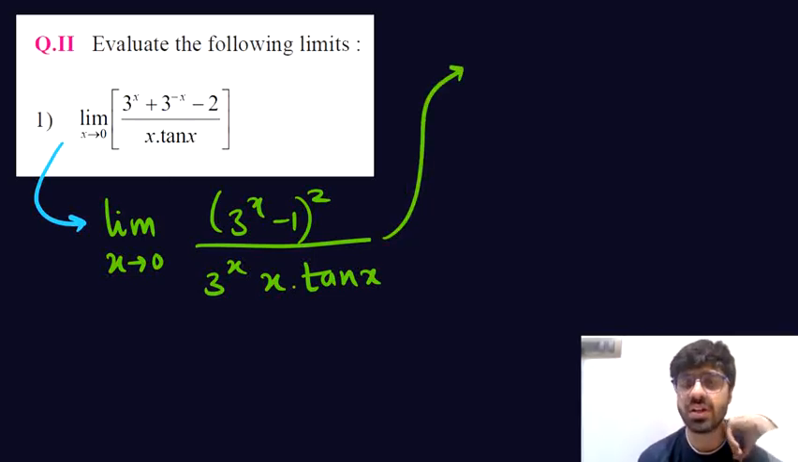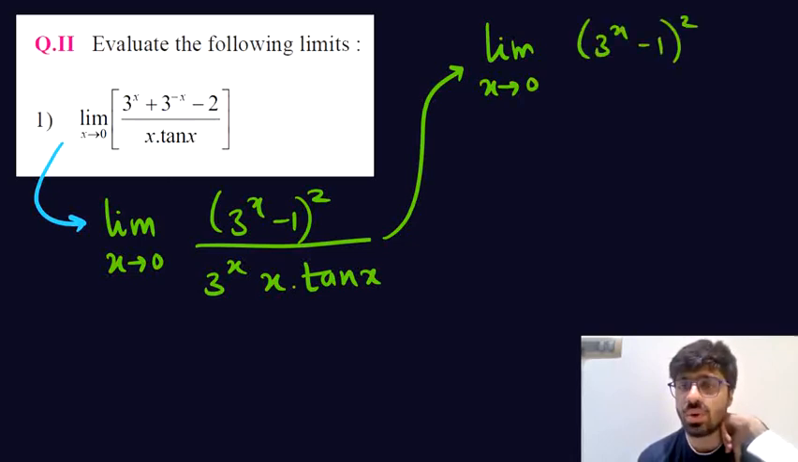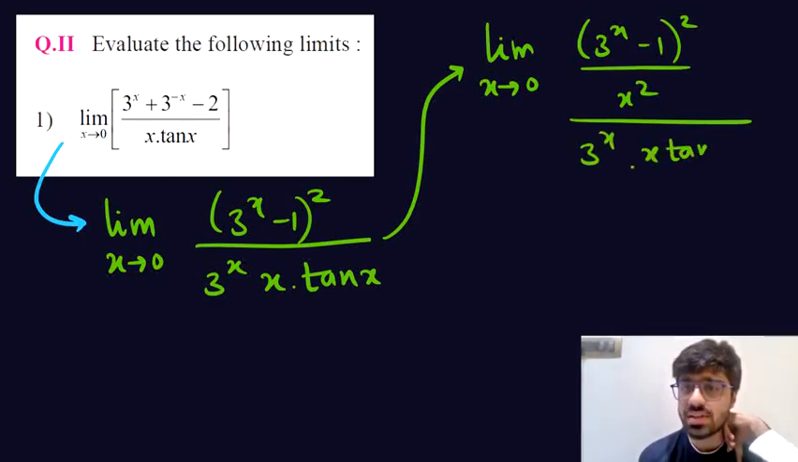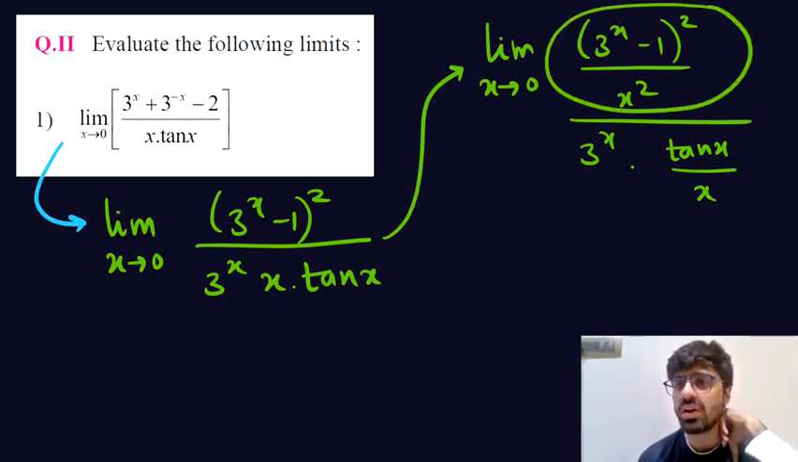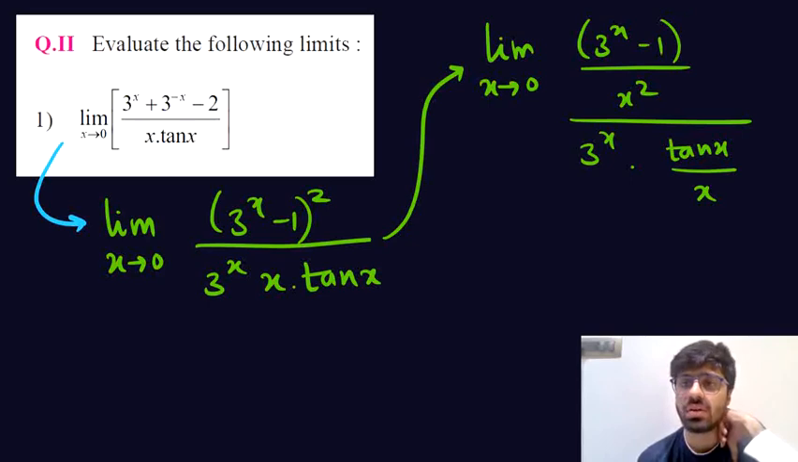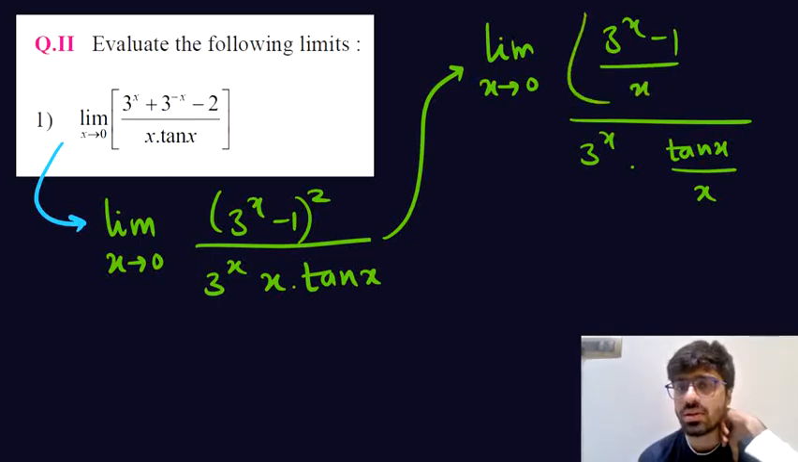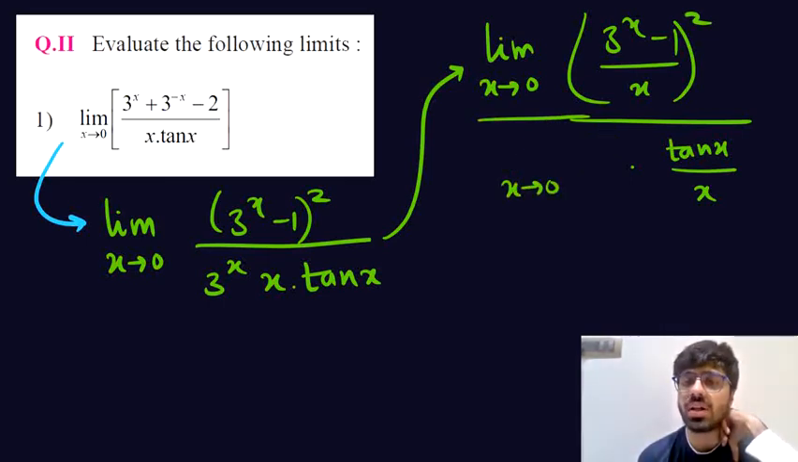So if we divide the numerator and denominator with x square, we have limit of x tends to 0, 3 power x minus 1 the whole square upon x square divided by 3 power x into x tan x the whole upon x square. In the denominator you can cancel one x and x. So you get tan x upon x in the denominator, and here also if it is a square upon b square, you can write it as a upon b the whole square. So you can take that x inside the bracket and write it as 3 power x minus 1 upon x the whole square. Split the limit. So one limit goes to the numerator, one limit comes to the denominator. You can write one limit along with 3 power x.